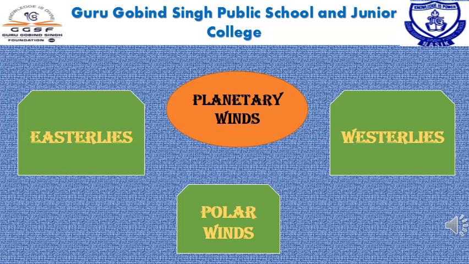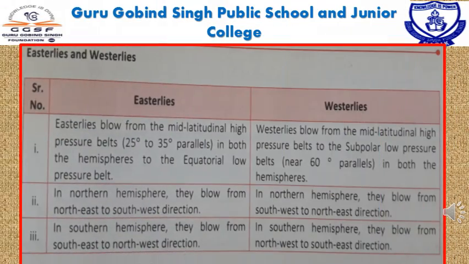Now children, there are three types of planetary winds. First one is the easterlies, second one is the westerlies, and third one is the polar winds. Now we will study one by one all these three types of wind. Now here children, you are able to see the westerlies and easterlies winds. We will see the differences of both the winds.